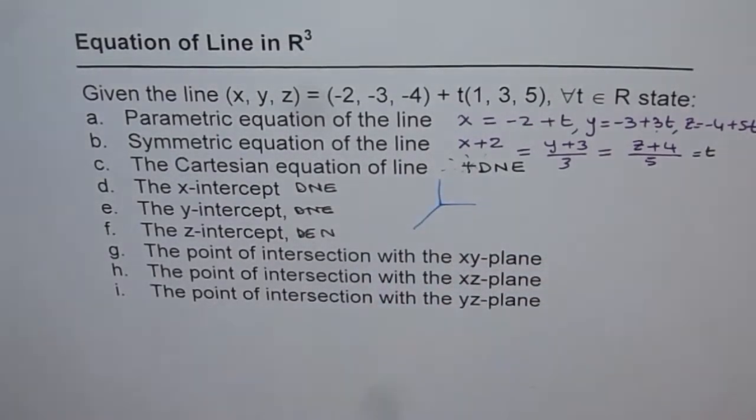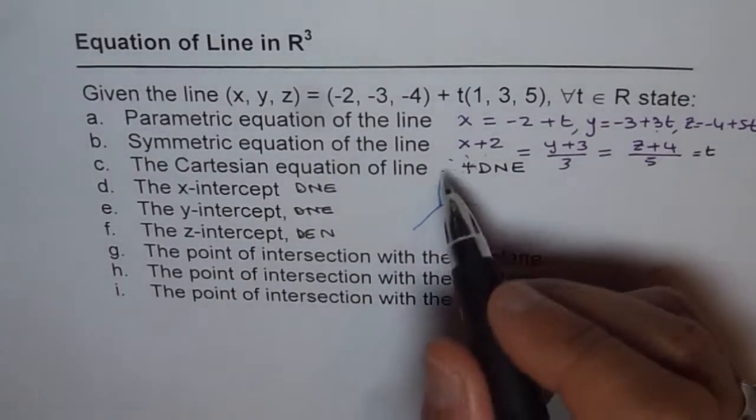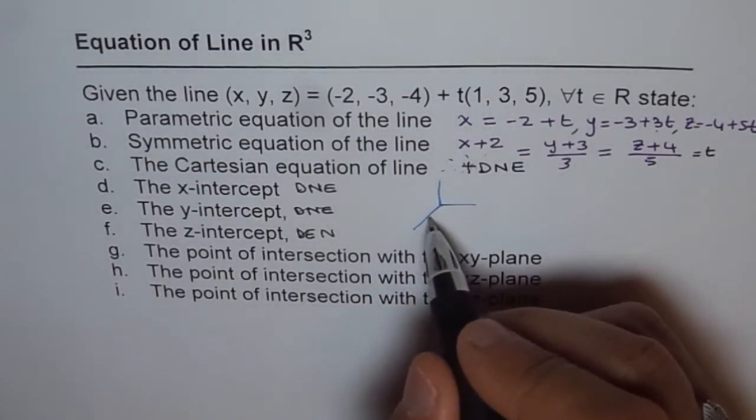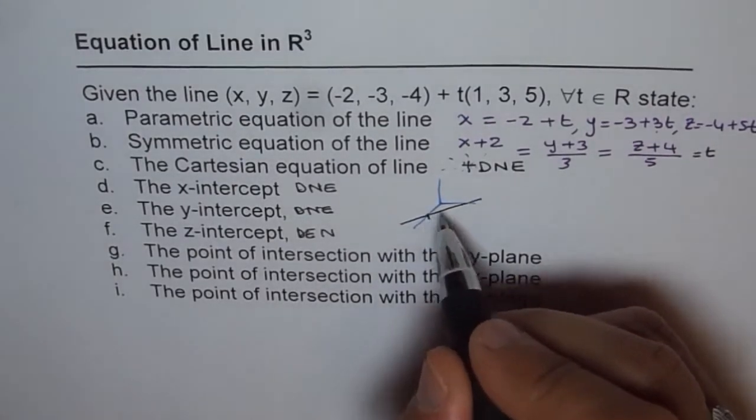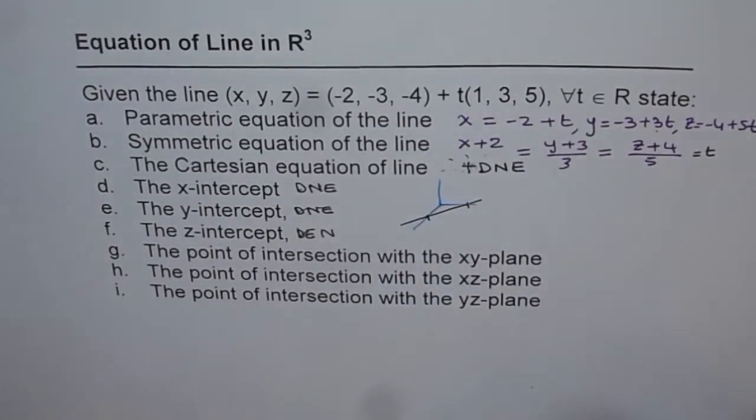Let's take cases now where it may exist, right? For example, if this is your R3 space, then a line which I'm drawing here has two intercepts, which are the x and y intercepts. Do you understand? So it may exist, correct?